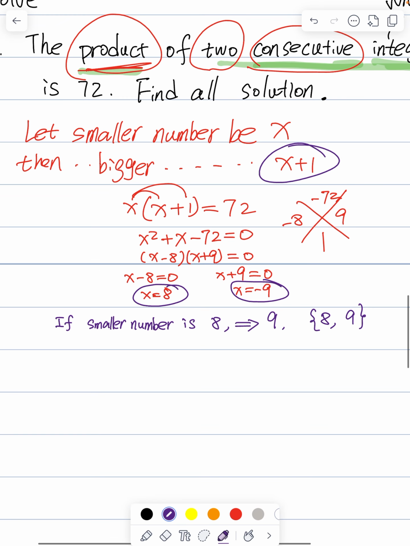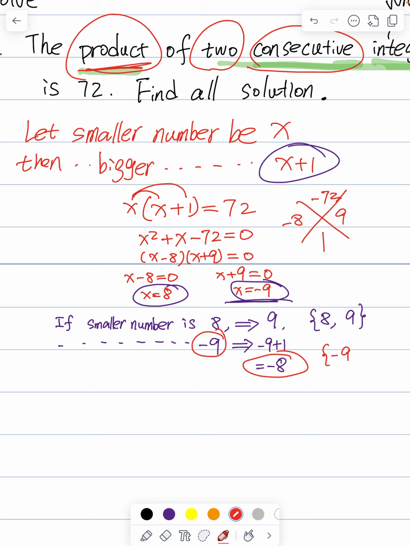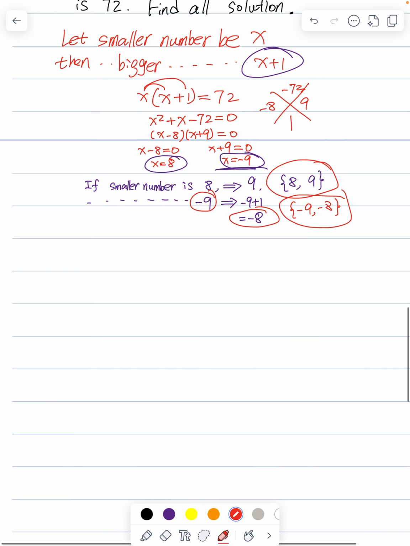Okay, this is one set of solution. What about the second one, negative 9? If the smaller number is negative 9, then the bigger number is negative 9 plus 1, right? Add 1, so that's negative 8. So another set of solution is negative 9 and negative 8. They are also consecutive integers. So now we have two sets of solution. That's number 18.